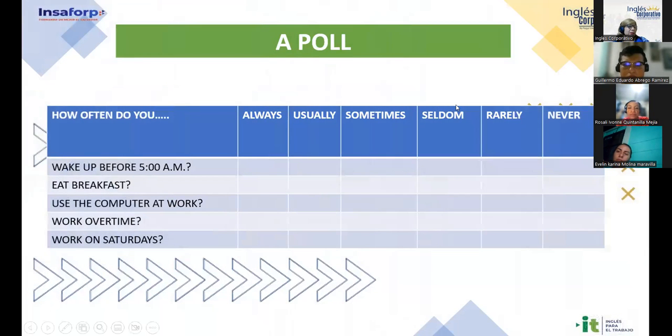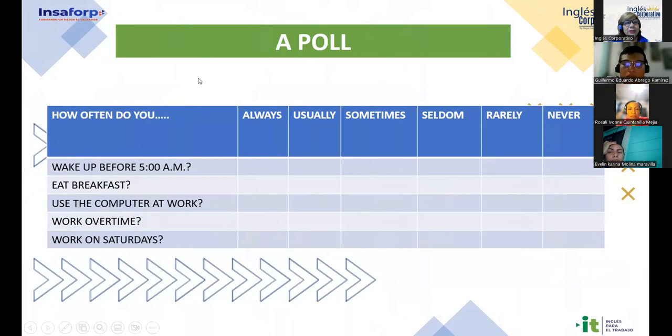I was seeing how many students were here because I need to do this at the beginning, and if students enter late, they cannot practice this activity.